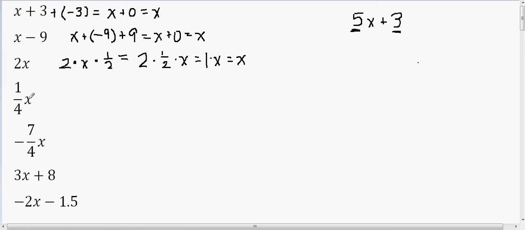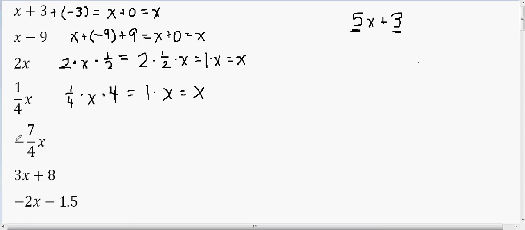Next, we have 1/4 x. Once again, this means 1/4 multiplied by x. And the reciprocal of 1/4 is 4, so we can go ahead and multiply this by 4. Then we can carry out the multiplication of 1/4 and 4 first, which gives us 1 multiplied by x, which is equal to x.